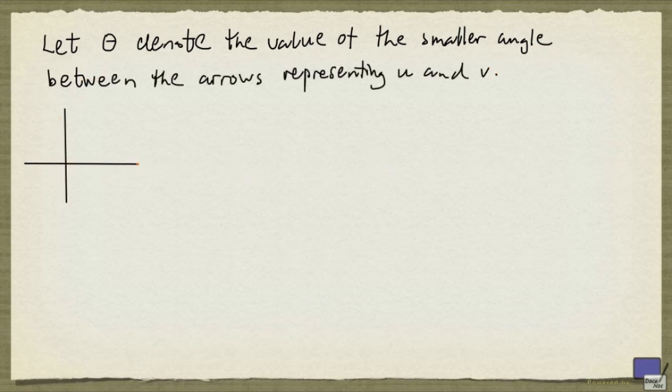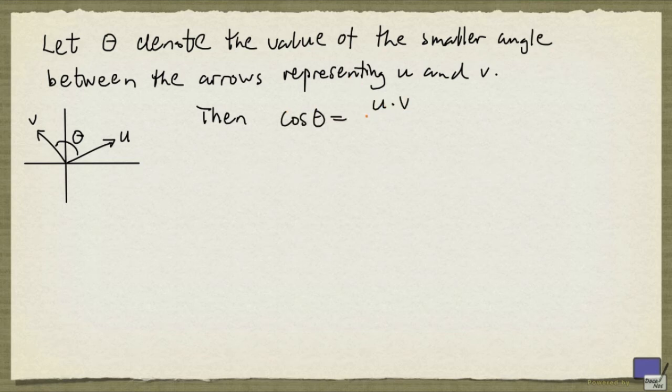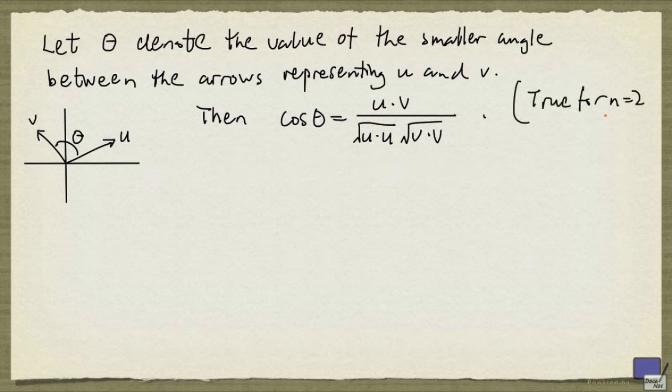Here's a picture illustrating what this means. Say u is this and v is that. Theta is the value of this angle here. Then cosine of theta is equal to u dot v divided by the square root of u dot u times the square root of v dot v. So this formula is true for n equals 2 and n equals 3.